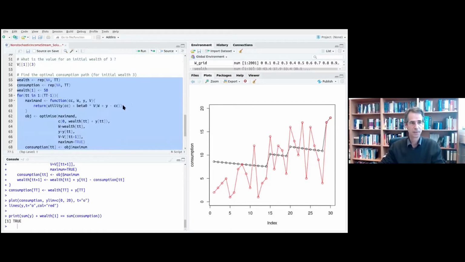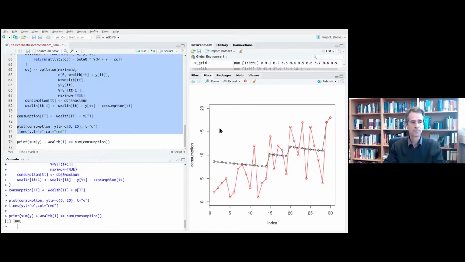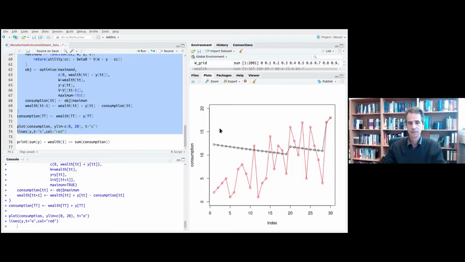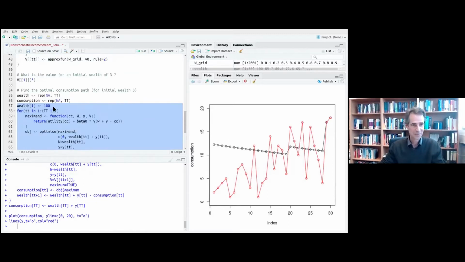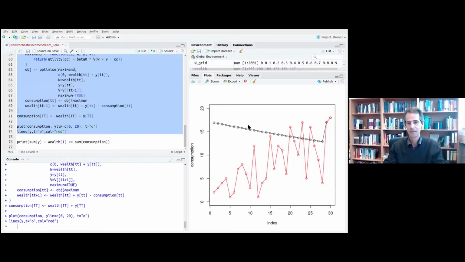If we increase wealth even further, say to 100, it goes further up. If we increase it even further to 200, it looks like this, but still there's a jump at the end. And that's because at the end, we have these very high incomes, and we can't make use of them earlier because we can't go into debt.